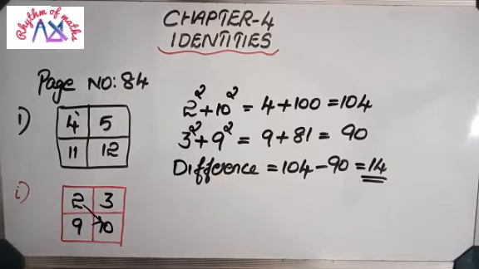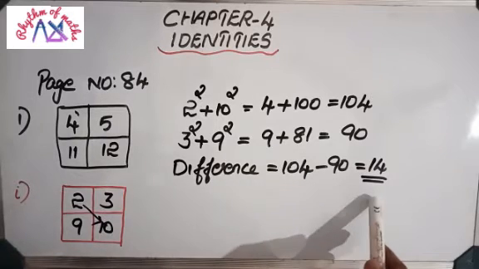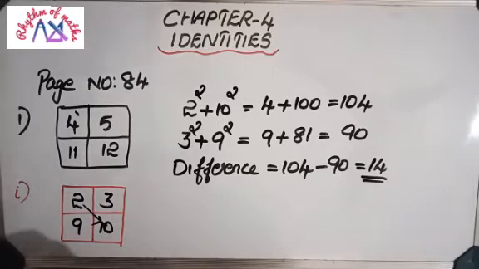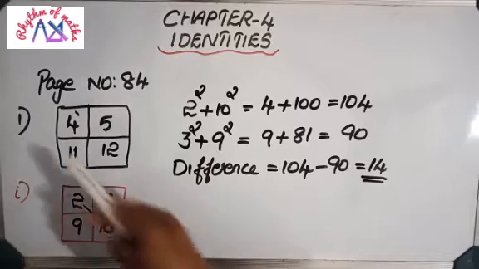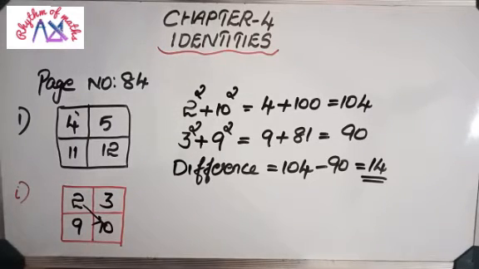Now the second sub question is, check whether it is the same for all such numbers using algebra. Whatever the numbers be, do we get the same answer 14? So algebra means instead of numbers we have to choose what? Variables. So let's do that.